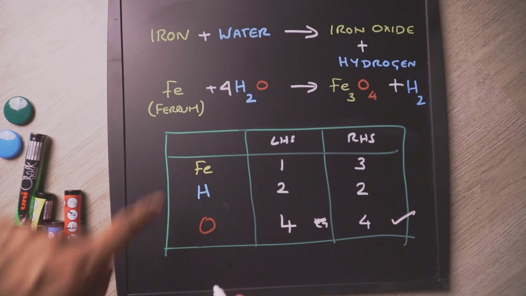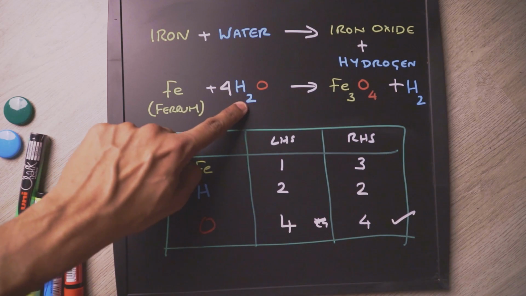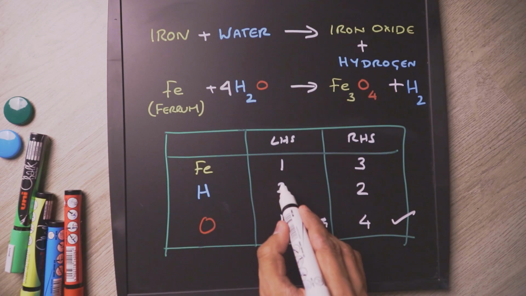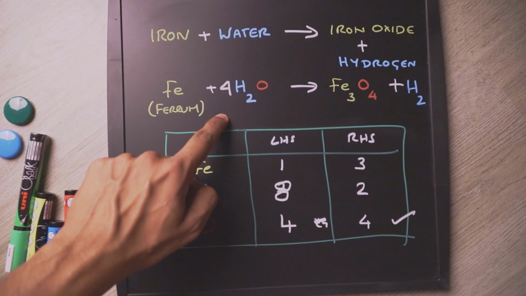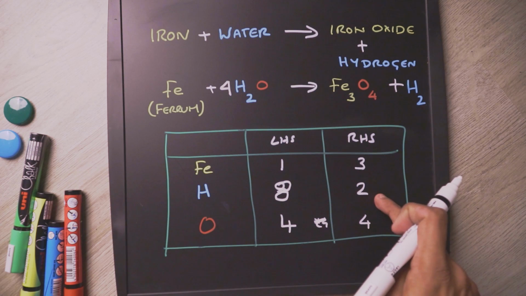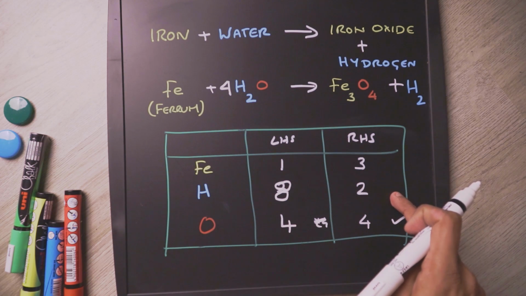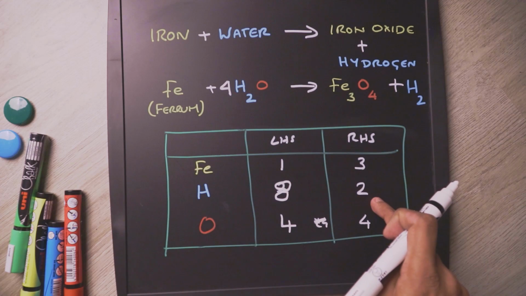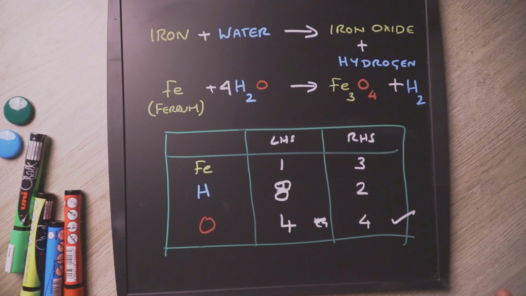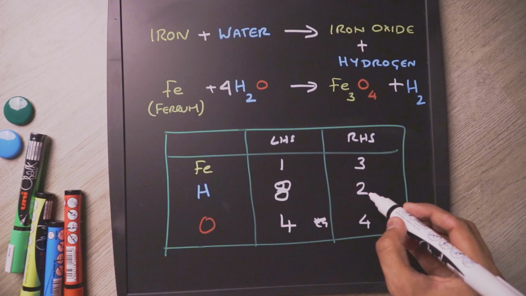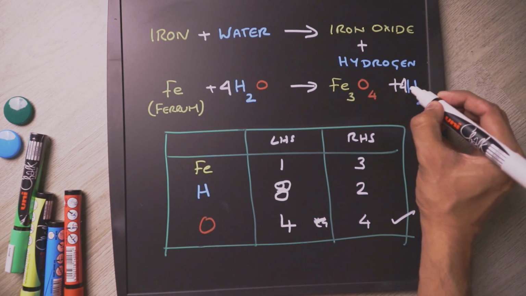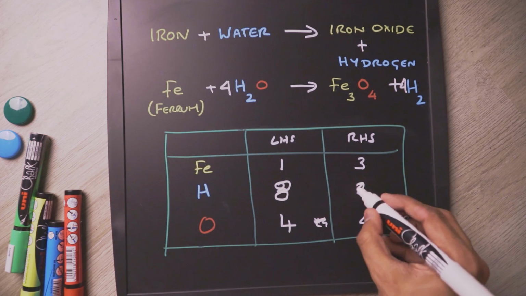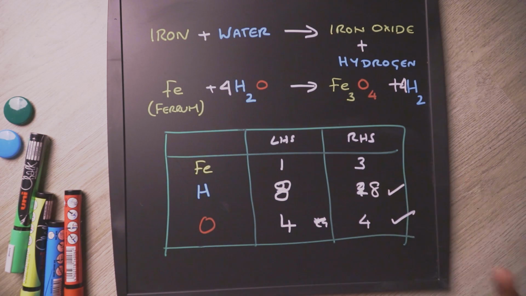This is matching. What happened to my hydrogen? My hydrogen is now 8 because I multiplied it by 4. So 4 2s are 8. So now I have 8 hydrogens on my left hand side. But on my right hand side, I only have 2 hydrogens. What do I need to multiply 2 by to get 8? I need to multiply by 4. So I need to multiply wherever this hydrogen is by 4. So this H2 gets multiplied by 4. So now I also have 8 hydrogens on my right hand side. This is also matching.